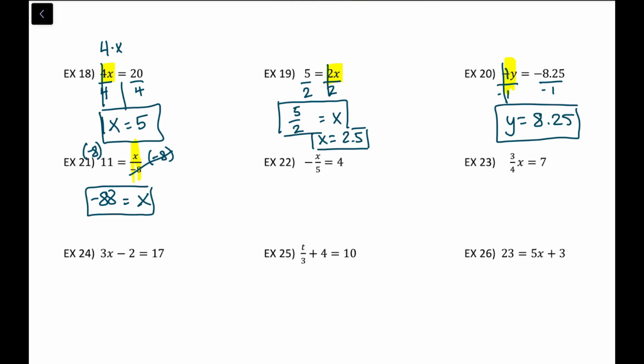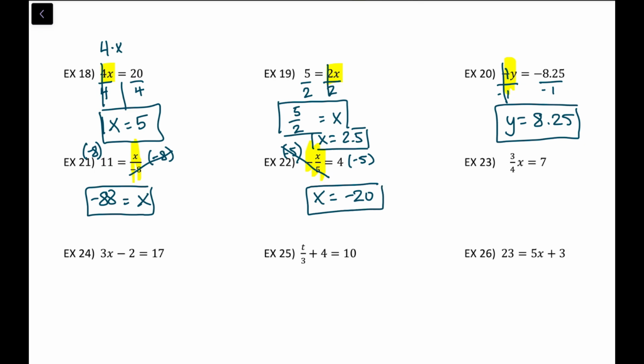So again, my x term here is a fraction. So fractions mean division. Opposite of division is multiplication. I need to multiply by the 5, but I also want to multiply by the negative because I want my variable to be positive. And the way to cancel out a negative is to multiply by a negative. And what I do to the left, I'm going to do to the right. So those negative 5's cancel. X equals negative 20.